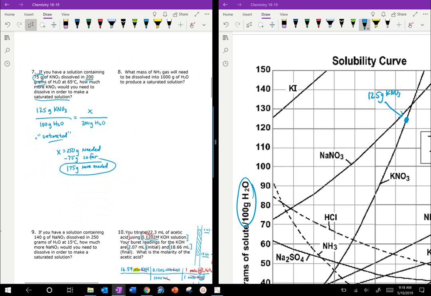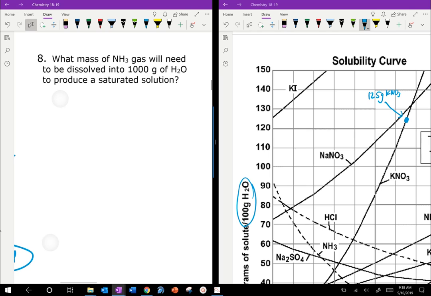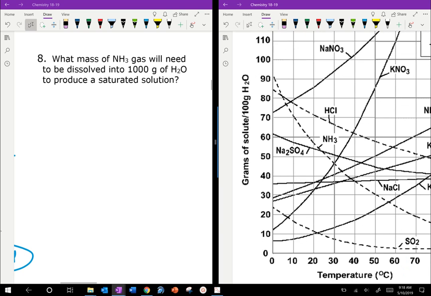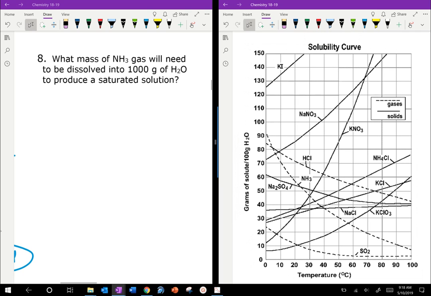Okay. Two more with our solubility curves. What mass of NH3 gas will need to be dissolved in order to make a saturated solution in 1,000 grams of water? Now, if you're looking at this problem in the current year, there isn't a temperature here, and I forgot to add a temperature.